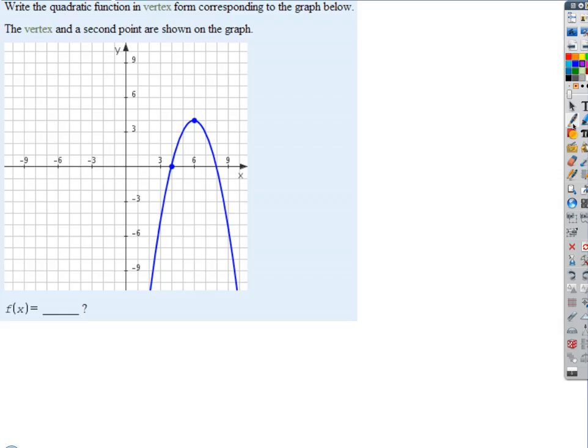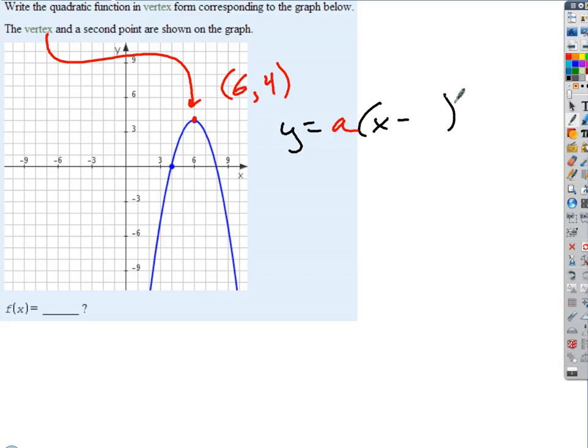Vertex form. Okay, where's the vertex? Which of the 2 points, top or bottom? Top. So there's the vertex. And the coordinates of the vertex might be hard for you to see, but it looks like it's over 6 and up 4. Okay, so what is vertex form? A times the quantity x minus h squared plus k, right? We just want to plug in values for a, h, and k.